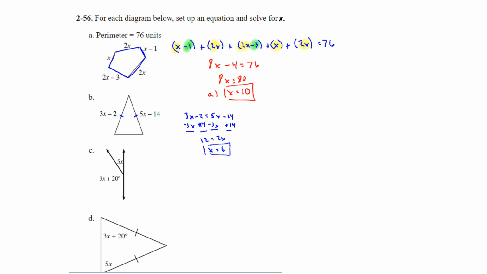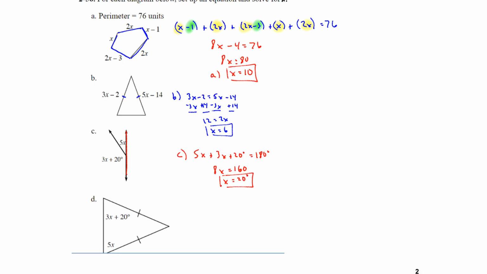On part C, we have a straight angle. So those will be supplementary. So we know that if we take the two angles and add them together, we should get a measure of 180 degrees. Combine like terms. Subtract the 20, divide by 8, so x is equal to 20 degrees.